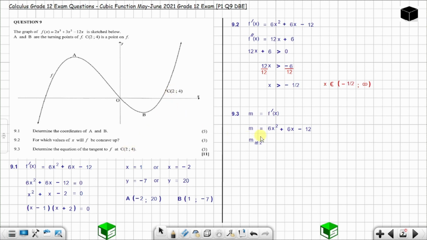x is equal to 2. To find the gradient of the tangent at point 2, you're going to plug 2 wherever you have x. Okay, so this is what we are going to have. Plug 2 wherever you see x. Like this: 6 times x squared plus 6x, where x is 2, minus 12. This is equal to, you can see this is 12 minus 12, it's 0. You have 6 times 4. 6 times 4, it's 24.